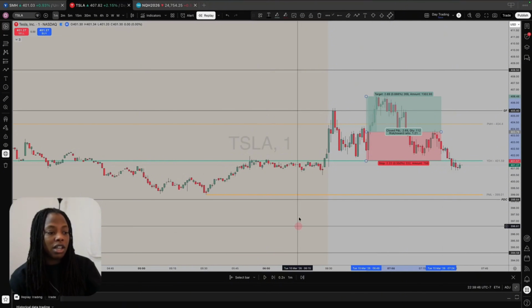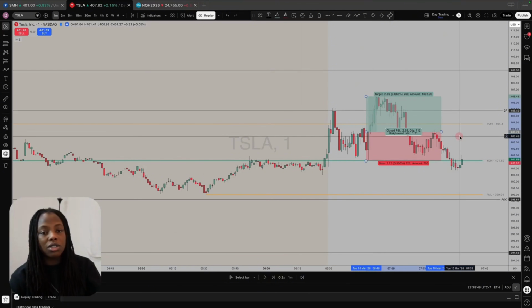So you can see that with setups like this, you need to just use your judgment. If you have a small account and you're trading Tesla, reduce your size or skip the trade. Nothing's going to happen to you if you skip the trade. There's always tomorrow, is what I have learned.